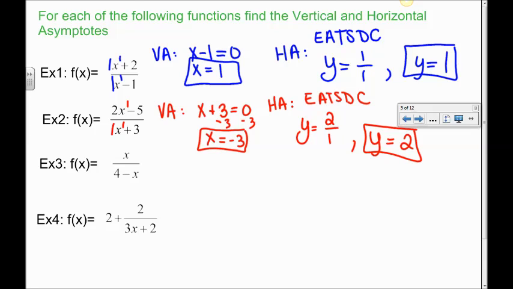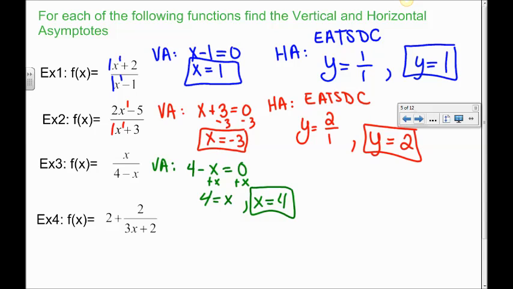Okay, example 3. For vertical asymptote, we take our denominator, make it equal to 0. We can add x, and we get x equals 4.